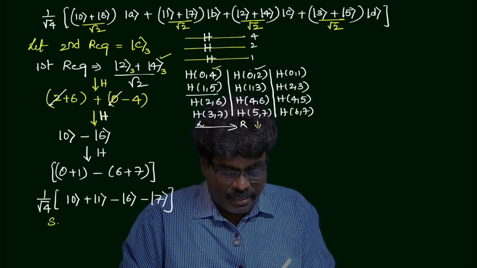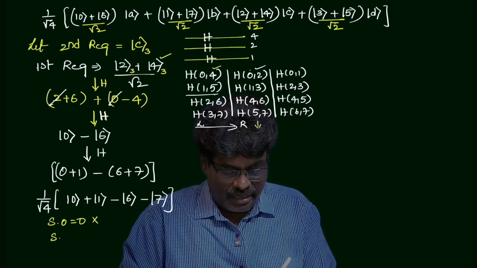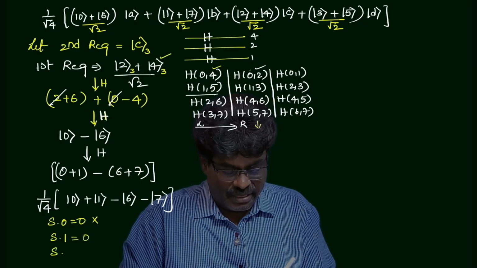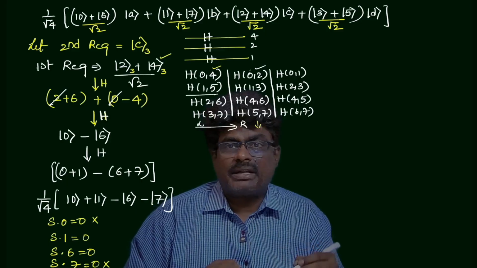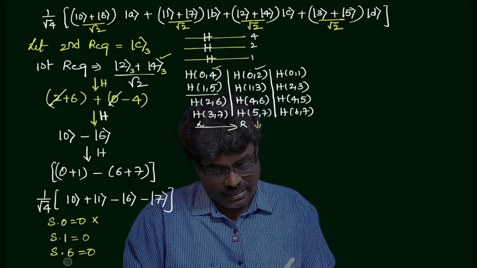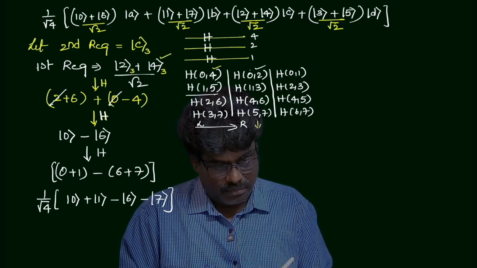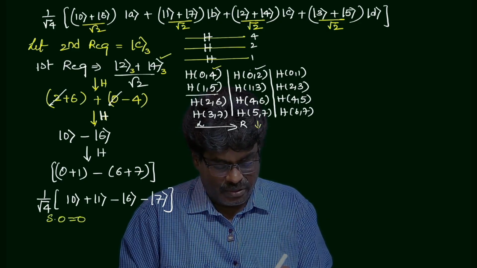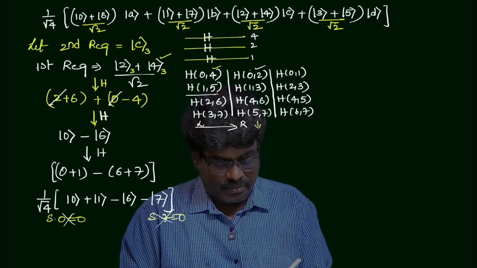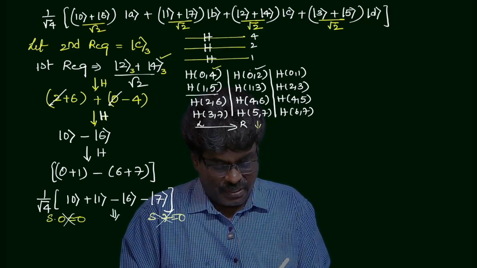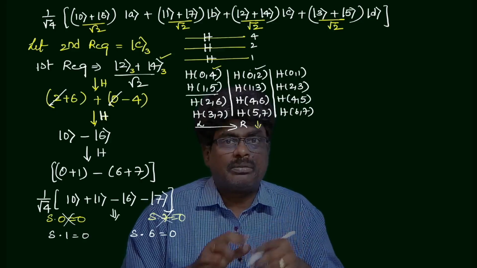Then here I got s dot 0 equal to 0, this one no need to take, and s dot 1 is equal to 0, another one is s dot 6 equal to 0 and s dot 7 equal to 0. So we need to take linearly independent equations, that's why here we have s dot 0 equal to 0 and s dot 7 equal to 0. So don't take these two. Please take these two equations, s dot 1 equal to 0 and s dot 6 equal to 0.